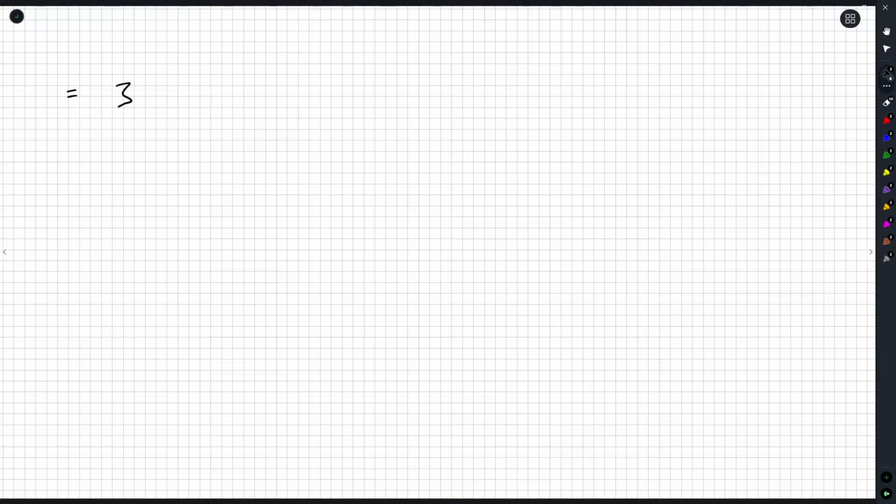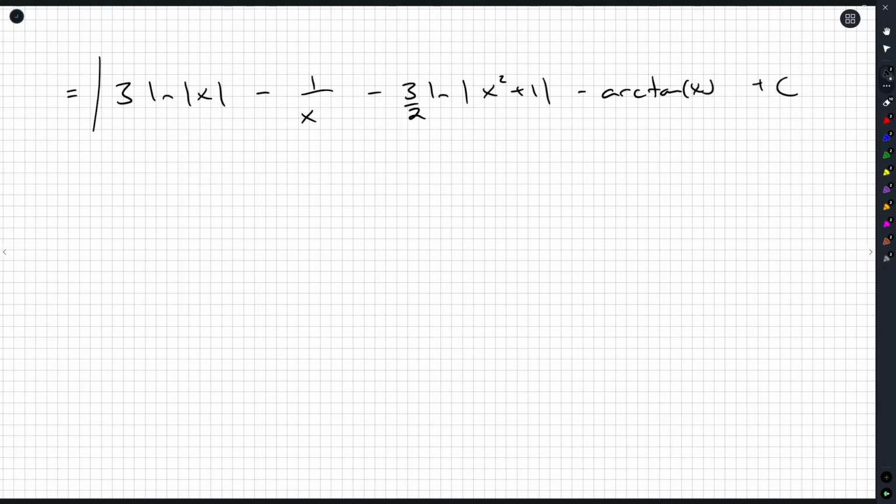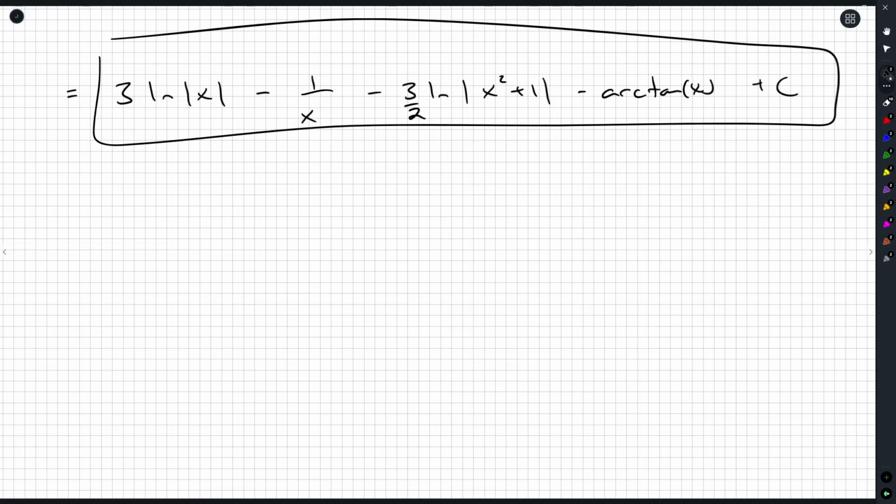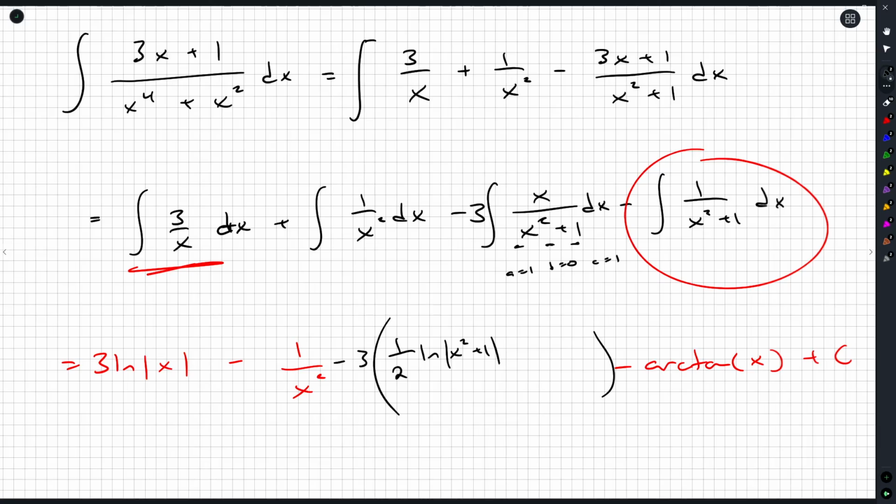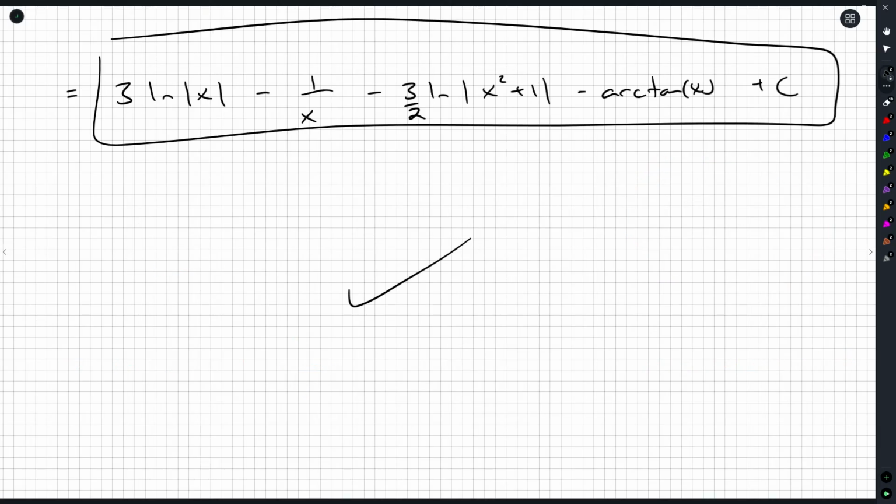We can just simplify this. So 3 ln absolute value of x minus 1 over x minus 3 over 2, 3 halves ln absolute value of x squared plus 1. And then it was minus arctan x. And we do not forget our plus c. I'll just make sure I copied that all over correctly. Looks good. We're all done.